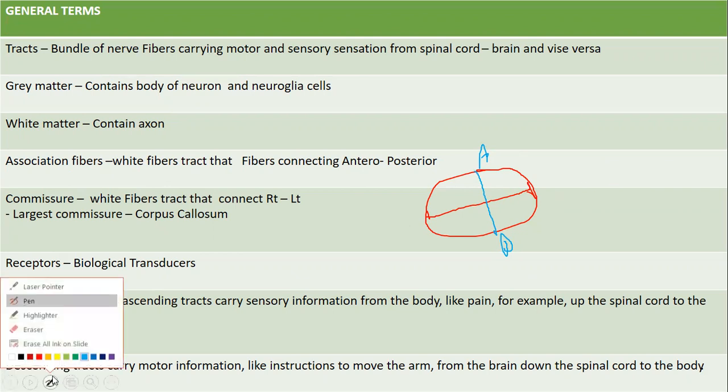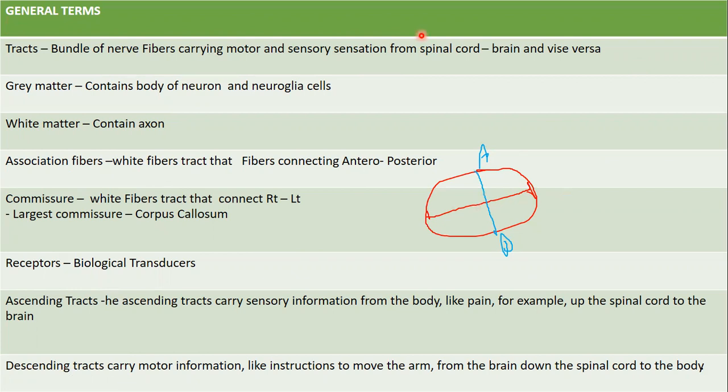Then what are receptors? We say receptors are biological transducers that convert one form of energy into another. So these are the receptors.